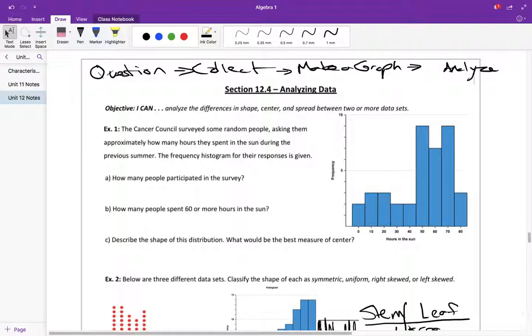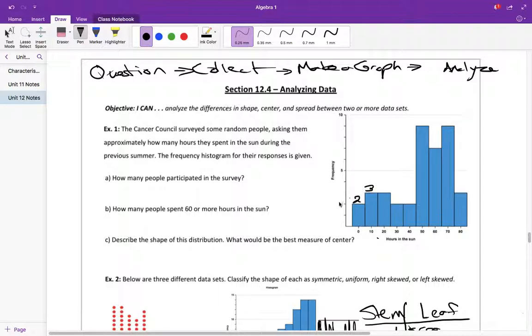So in this first example, the Cancer Council surveyed some random people, asking them approximately how many hours they spent in the sun during the previous summer. The frequency histogram for the responses is given to the right. How many people participated in this study? Keep in mind that down here is the number of hours that they actually spent in the sun. This is the actual frequency. What that means is that there were 2 people that spent 0 hours in the sun.